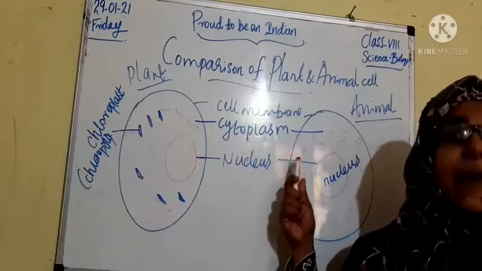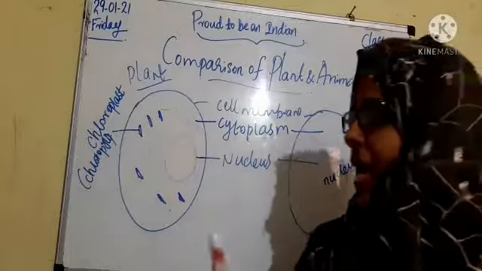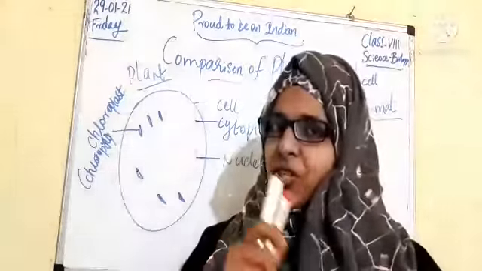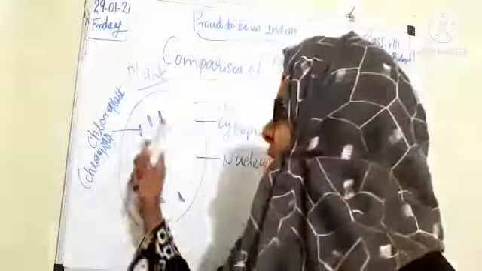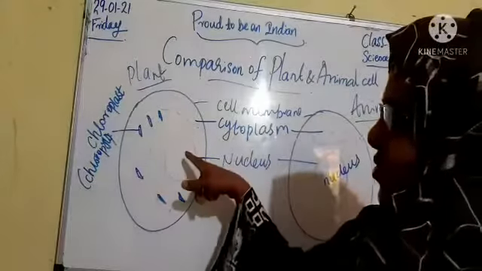We cannot see the plastid in animal cell. All should have to listen carefully. At the end of this session, I will give one activity from your textbook. So listen carefully. Okay. The next is we can see nucleus.